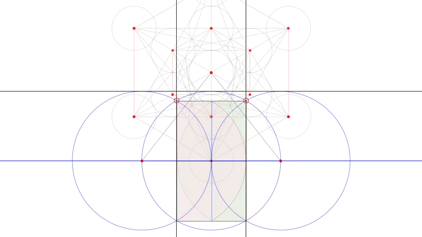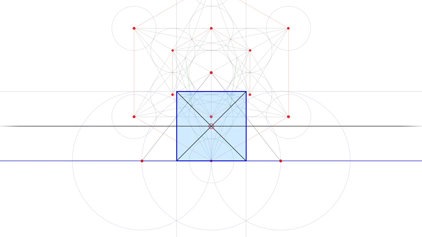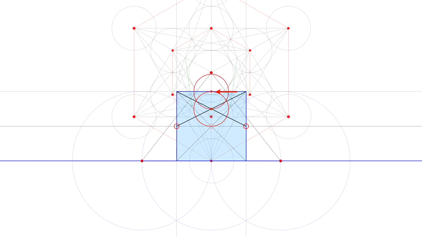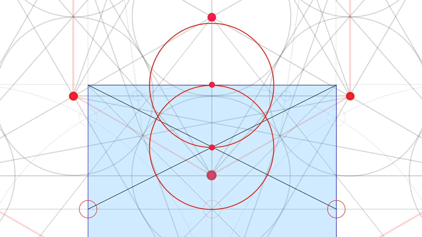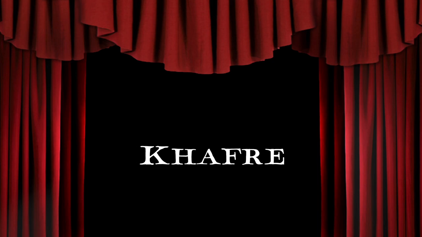And as we can see, there is a square already created that has the same width as the vesica. So let's draw 2 diagonals to find the center of that square. Remember the significance of the half diagonals? We draw 2 of those to find the center of the half square and inscribe a circle whose diameter is half of the square's side length. Repeat that circle at the top of the square and mark where it crosses the center vertical with a small red dot. And now, more magic.